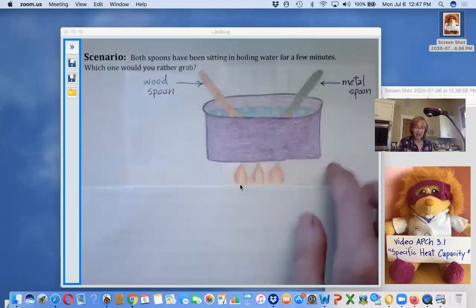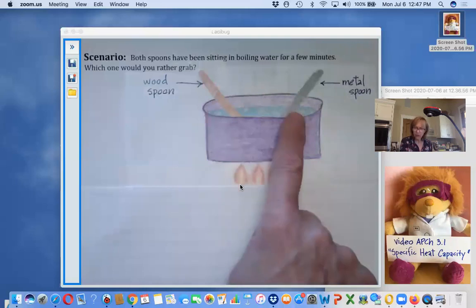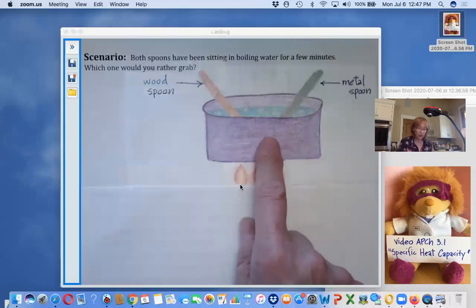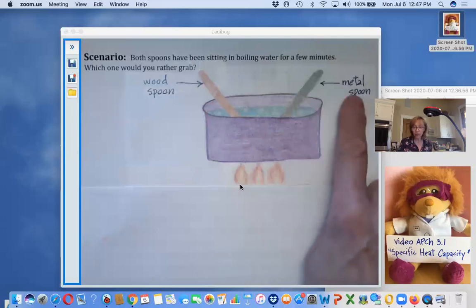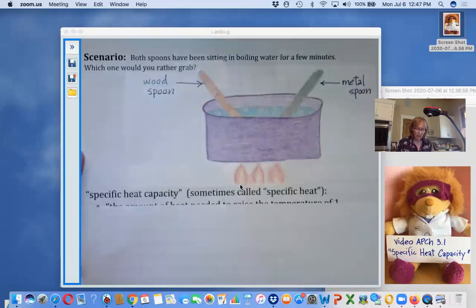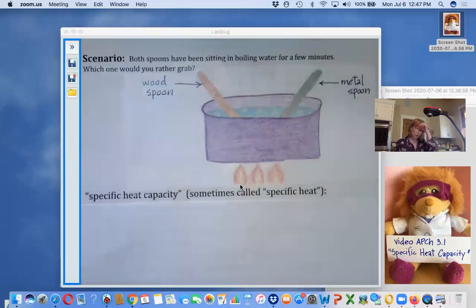And you're right. So the 2 spoons are the same size and they've both been sitting in the same pot of water, both of them soaking up the same amount of heat. But we would find that the metal spoon's temperature is much higher than the wooden spoon's. And that's all because of this property called specific heat capacity. Sometimes we shorten it and just say specific heat.